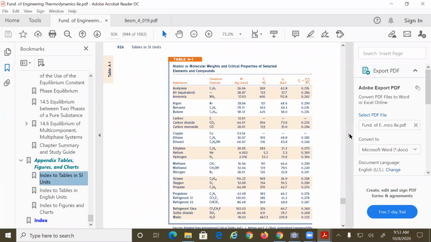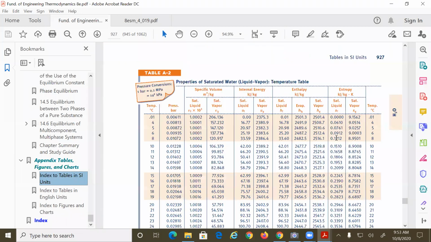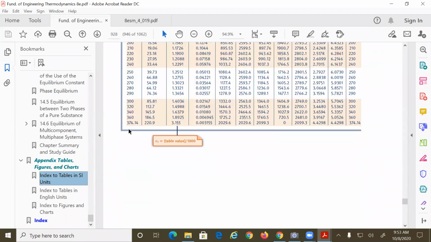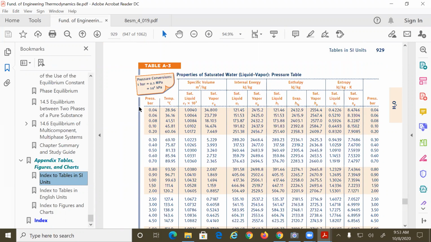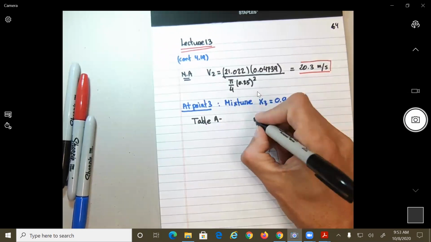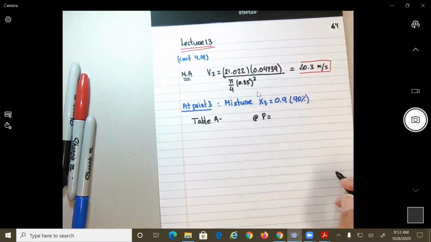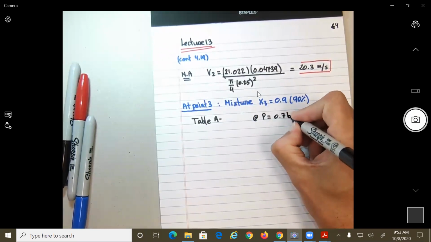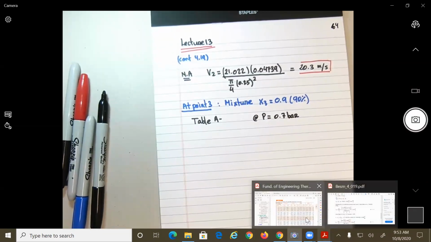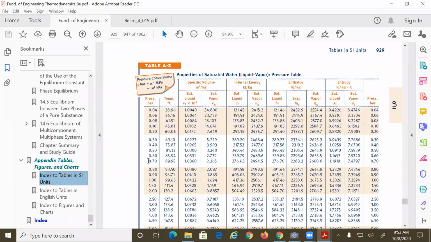All right, so we go here. This is temperature here on the left. We go here to pressure, and what is the pressure we're dealing with? I think it was 0.7 bars. So at P equal 0.7 bars, we go back here to the table. Do we have 0.7? 0.7 is right over here.